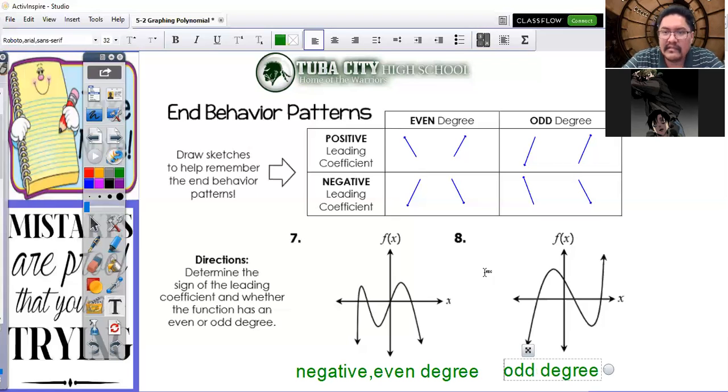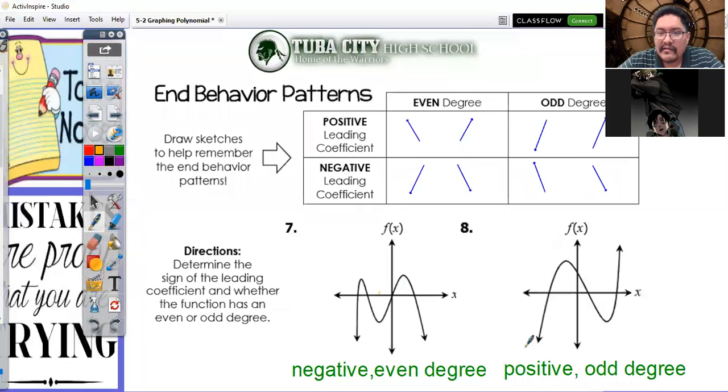And let's see, okay, looking at this, is it positive? So look at the direction that it goes. As we go to the left, it goes down. Okay, so far so good. And as we go to the right, it should go up. So that means that this is an odd degree positive end behavior function, right? The polynomial has a leading coefficient that is positive, and it is an odd degree. In this case, it's a 3 power.